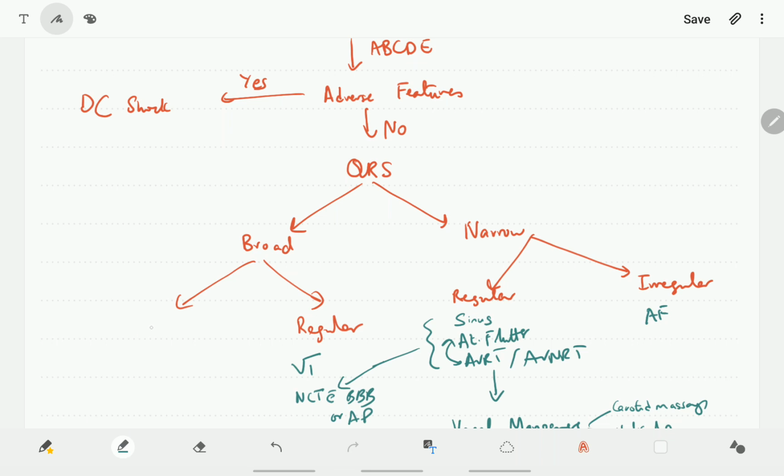Now, if it's irregular, this is basically AF. Now we need to see if the AF is present with bundle branch block or with an accessory pathway, which is Wolff-Parkinson-White. And here we need to remember that again we don't give them AV nodal blocking agents, because this can precipitate VT or VF, as we discussed in the previous lecture.